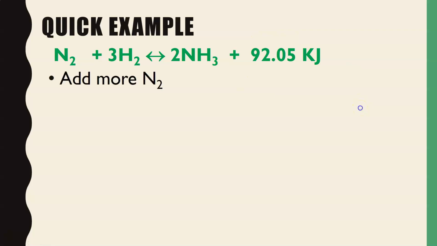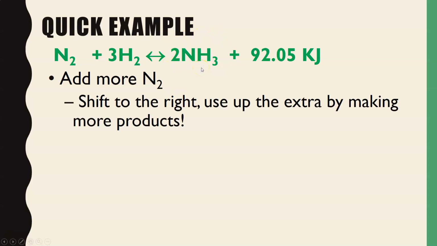All right, so if I add more nitrogen, that's going to disrupt the ratios of all these chemicals, right? It now has way too much nitrogen present. So the reaction is going to proceed in whichever direction will use up some of this nitrogen. So it's going to proceed to the right. We say it shifts to the right. It will make more of my ammonia. Okay, I'm going to be making more of this in order to use up some of that nitrogen. So we say it shifts to the right to use up the extra by making more products.